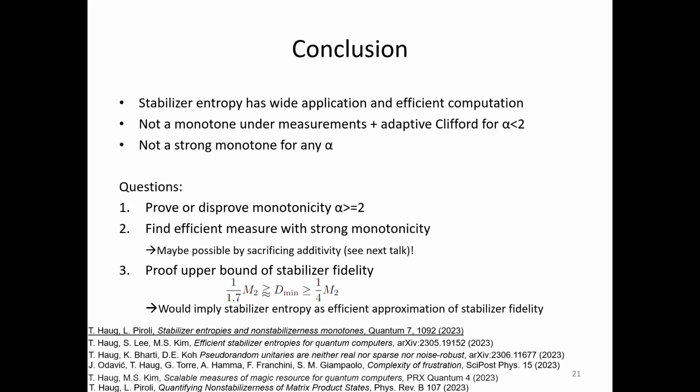And finally, it would be very nice to prove this upper bound, because this would mean that the stabilizer entropy is both an upper and lower bound of the min entropy, and an efficient approximator of this important magic monotone. So it would be quite good to show this relationship, to use it in practice as an approximation of other measures of magic. All right, with this I conclude, and I thank you very much for your attention.